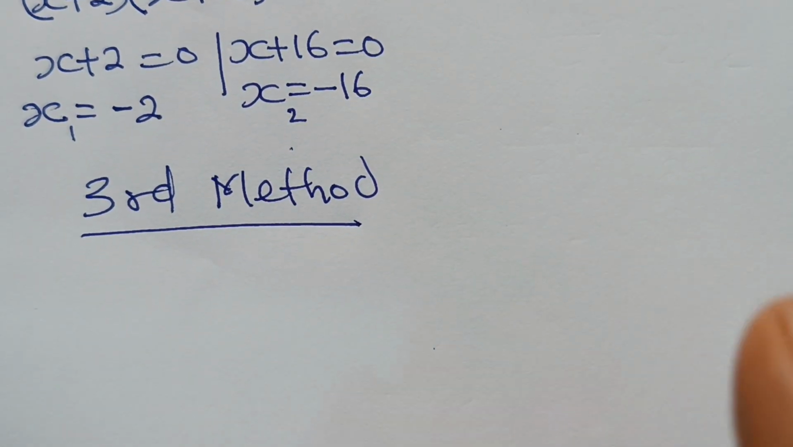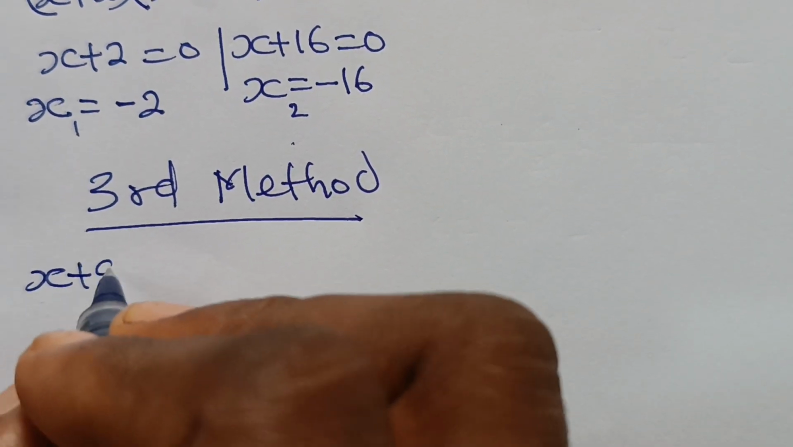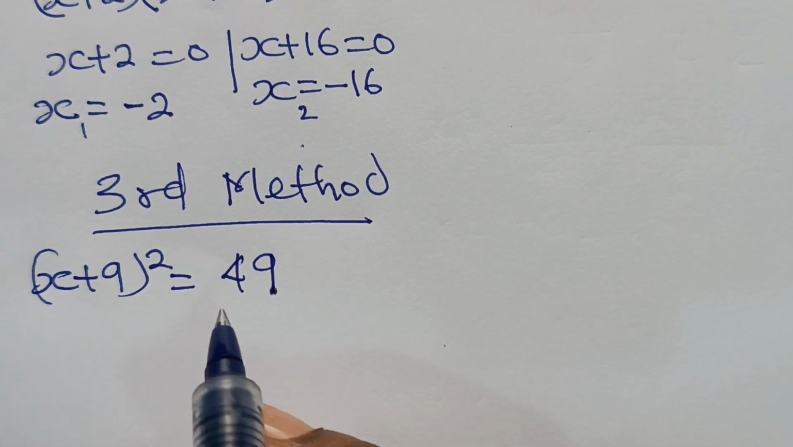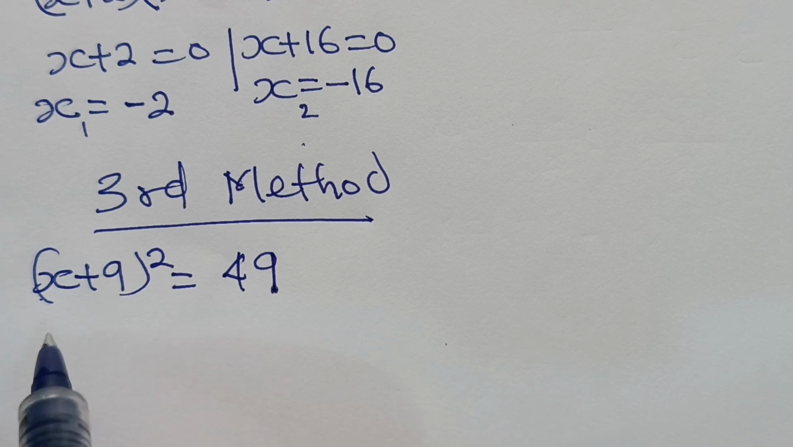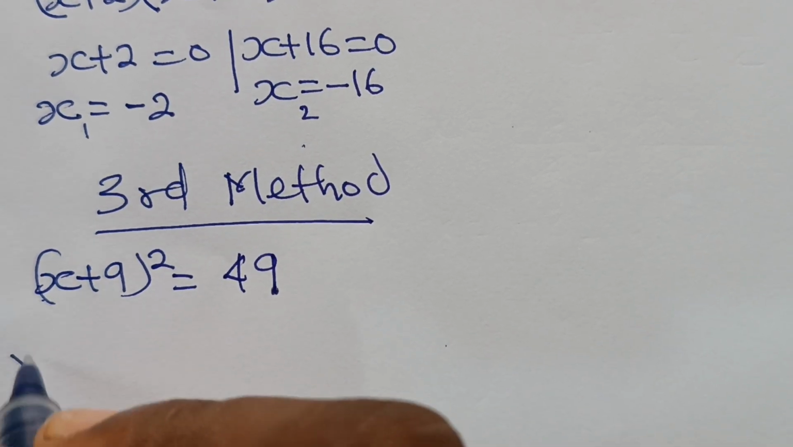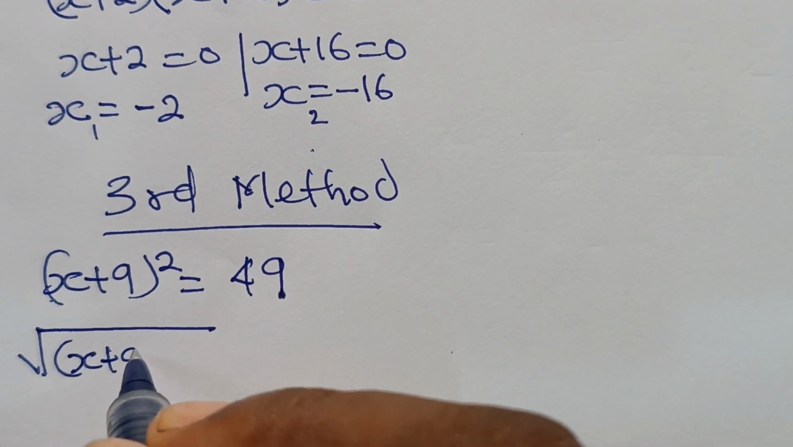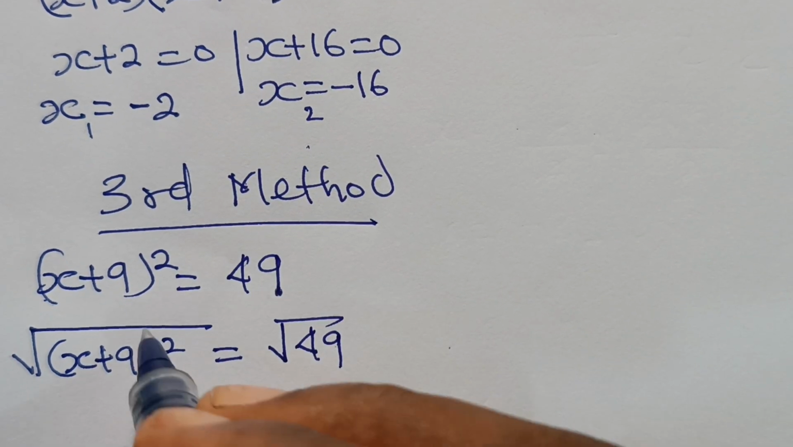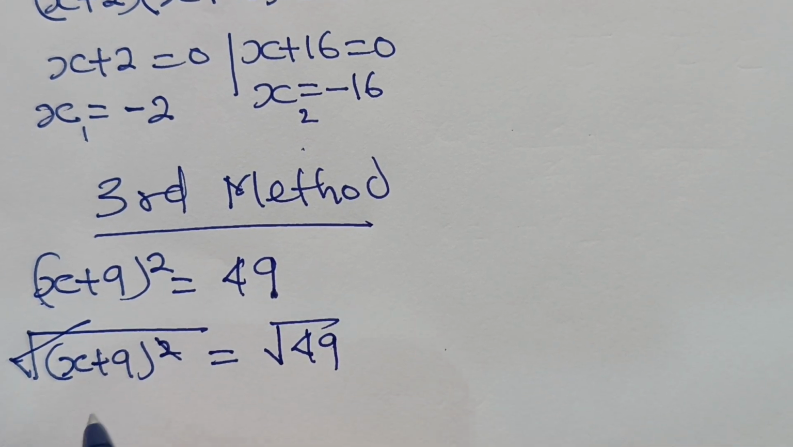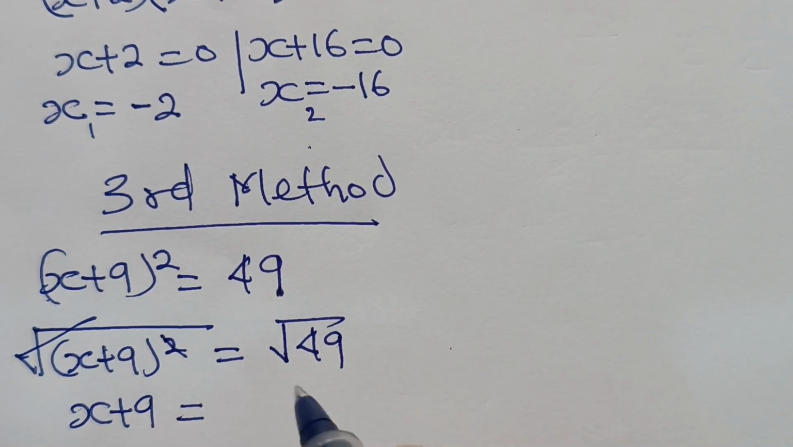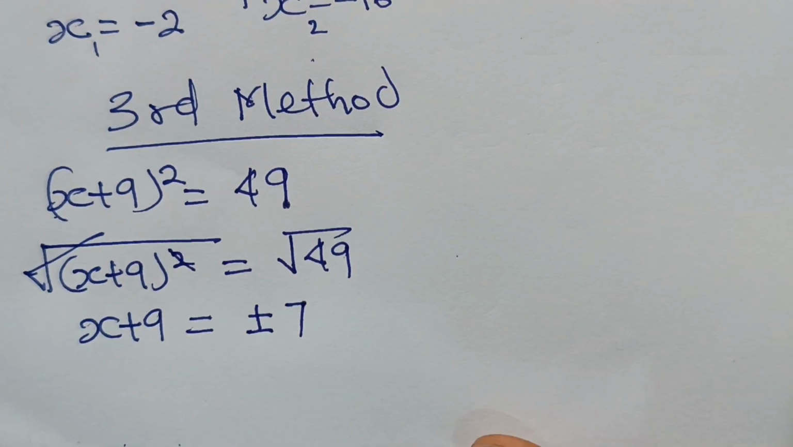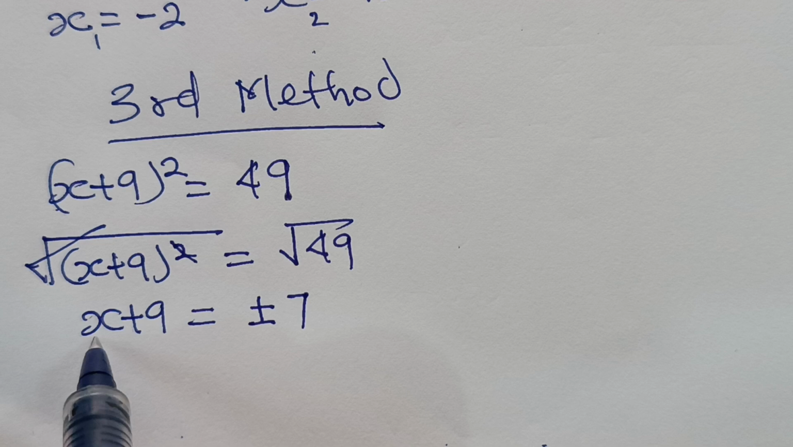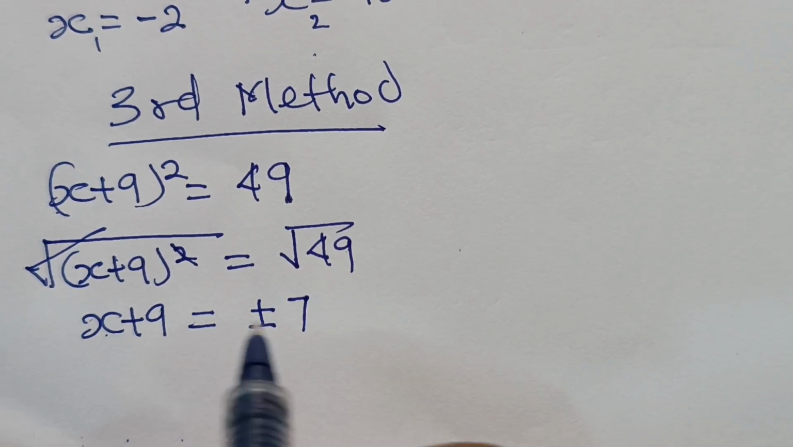All right, now the question says (x + 9)^2 is equal to 49. Now, first, let's take the square root of both sides. This is the easiest method, okay? So if we take the square root of (x + 9)^2, it is equal to the square root of 49. Now, the square root cancels the square, right? So we are left with x + 9 is equal to plus or minus 7. Yes. Now, let us transfer this to this side. Since we are looking for the value of x, let's subtract 9 from both sides.